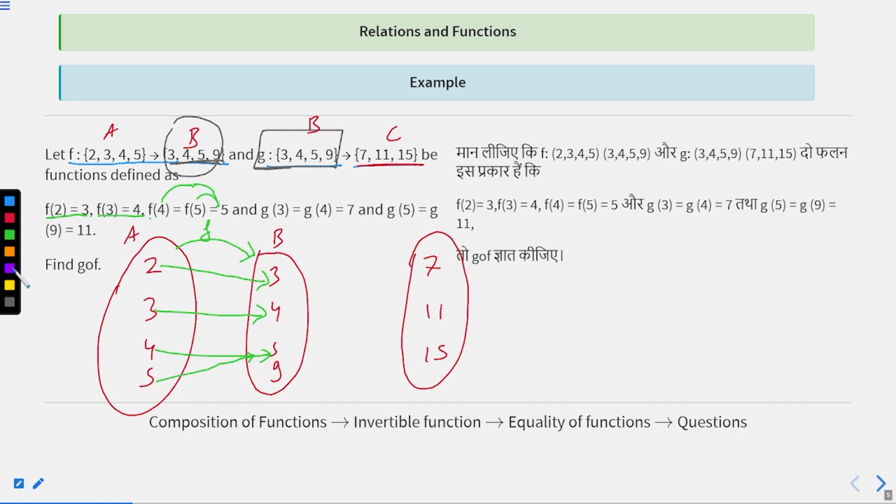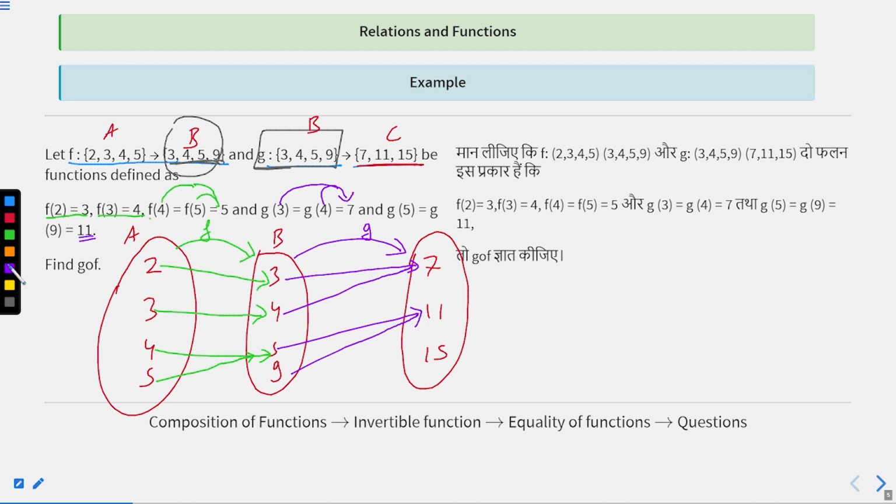Now let's see about the function g. So g is from B to C. In g, 3 is related to 7 as well as 4 is related to 7. This means 3 and 4 have the same image. 5 and 9 are related to 11.